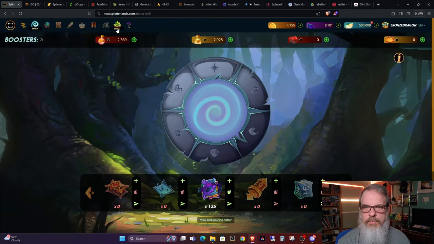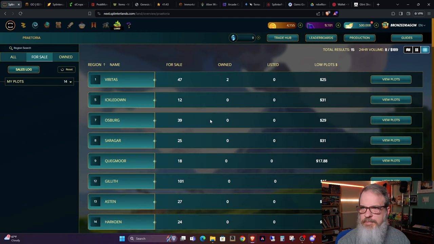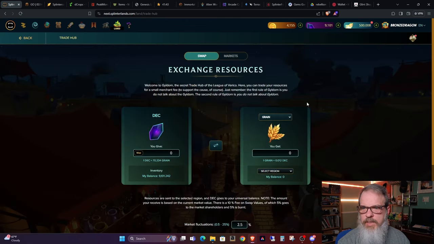And let's go over to the other big change. When you go into land now, you will see another button up here at the top. It's called Trade Hub. And in essence, this is a DEC and grain liquidity pool. There's two things you can do here. The first thing is when you have this slider over here to the left, you can swap. Basically, if you want to buy some grain for one of your regions, you can buy it with DEC.